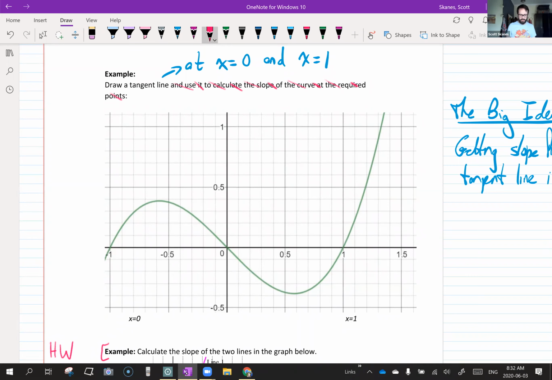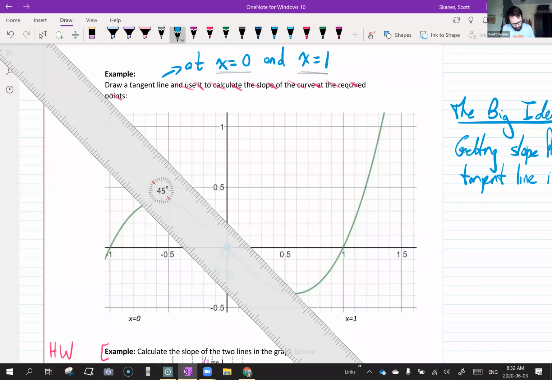It just says draw a tangent line. Well, it's drawn for you. Sorry, the curve is drawn for you, and it wants you to draw a tangent line at x equals 0 and x equals 1. So let's look at this graph. Where's x equals 0? The x equals 0 is right here. Let's draw a tangent line at that point. So I'm just going to bring up a ruler and do it graphically.